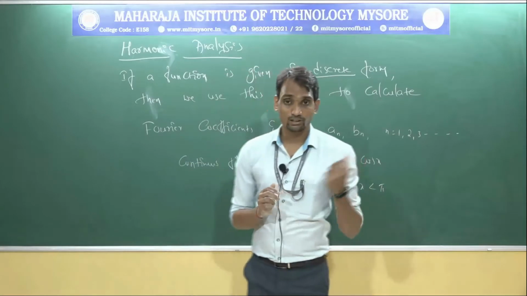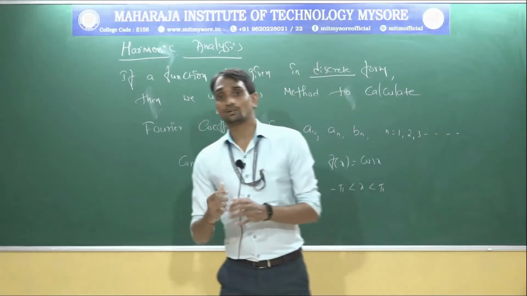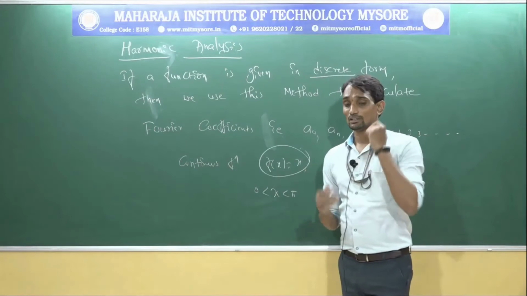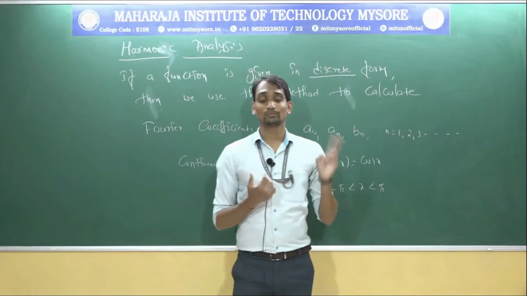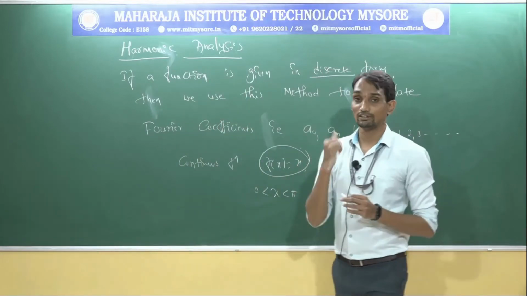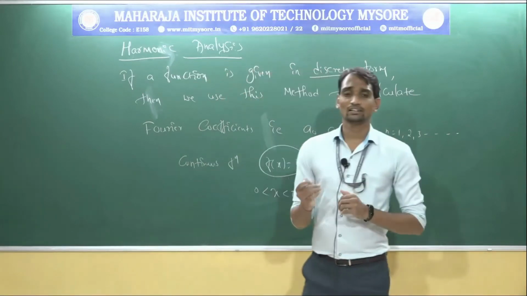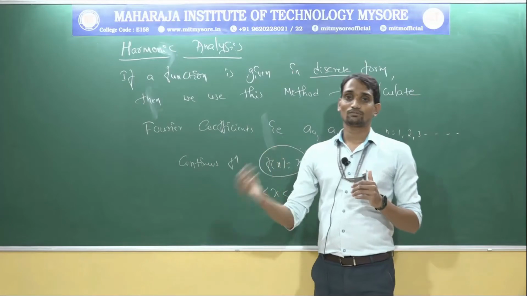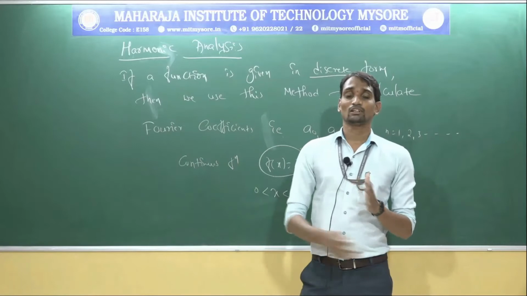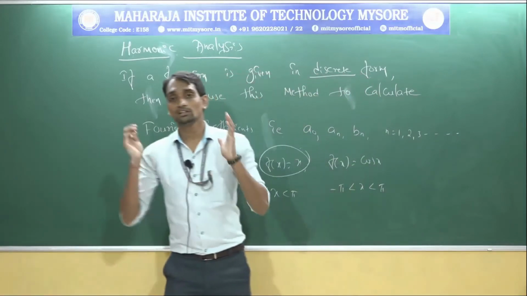Previously you studied Fourier series in continuous form. Now they give it in discrete form. While solving the problem, I will explain how to calculate the values. In harmonic analysis there are first, second and third harmonics, but there is no need to calculate all n values. They ask for either the first or second harmonic. First harmonic means a1, b1. Second harmonic means a2 and b2.